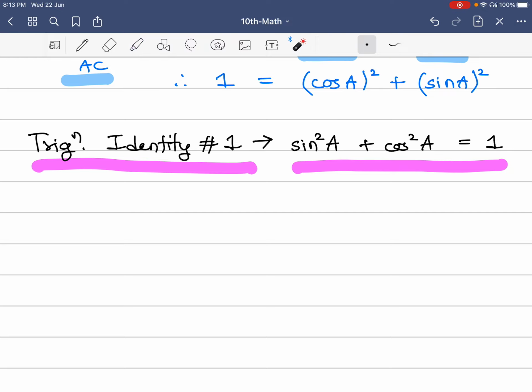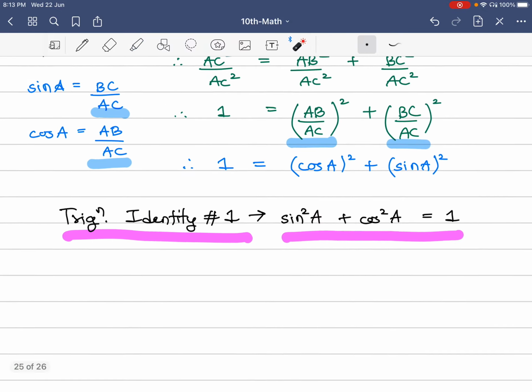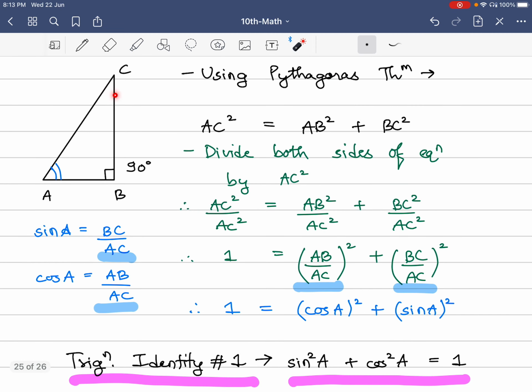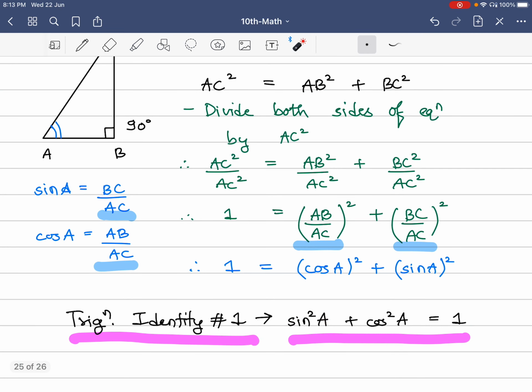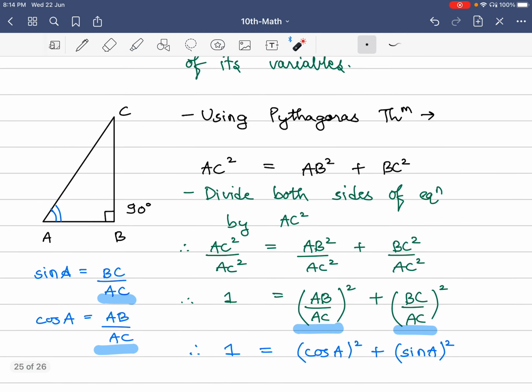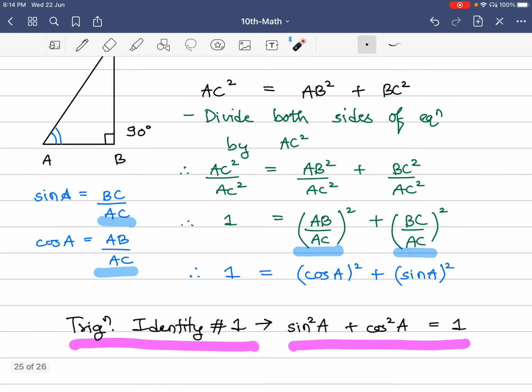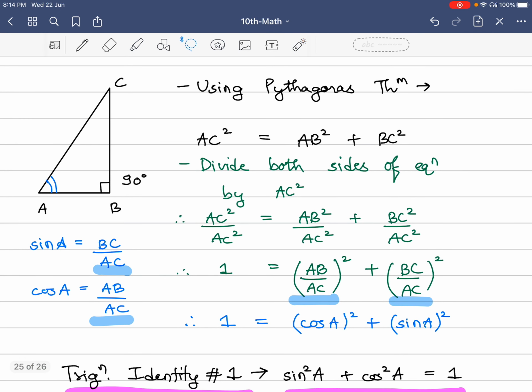And there is nothing special about this angle A. This identity is true for all angles. Even if you take angle C, sin square C plus cos square C will also be equal to 1. Or rather, sin square theta plus cos square theta is equal to 1 for any values of these angles. Now, this becomes our identity number 1. We have two more such identities. Let's see how we can derive them.